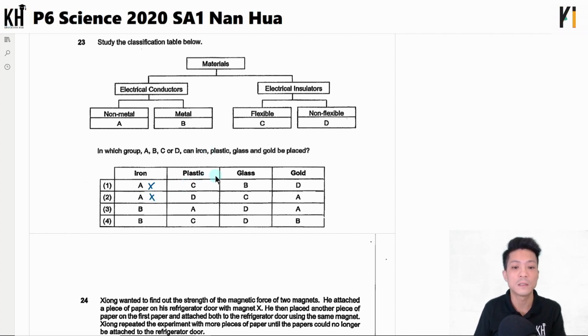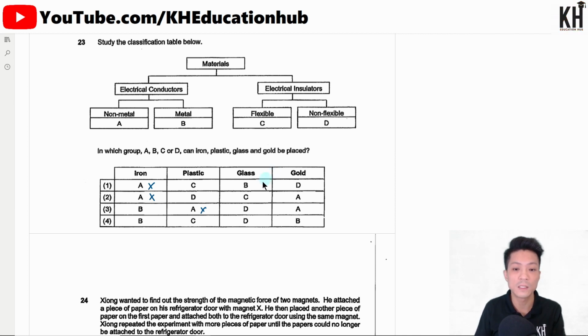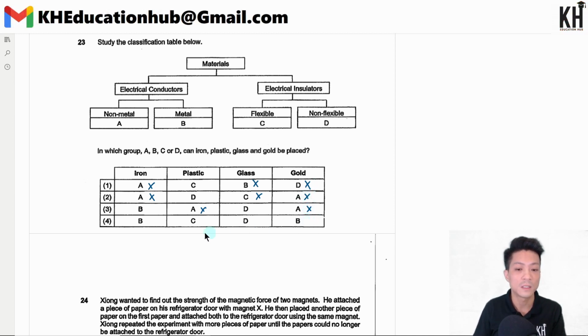Okay, plastic. Plastic is C, flexible. It can be flexible and it can be non-flexible. So definitely not an electrical conductor. Let's go through the others first. Okay, glass is definitely not an electrical conductor. It's not flexible. Gold is definitely an electrical conductor, not a non-metal. Okay, and so option 4 is the answer.